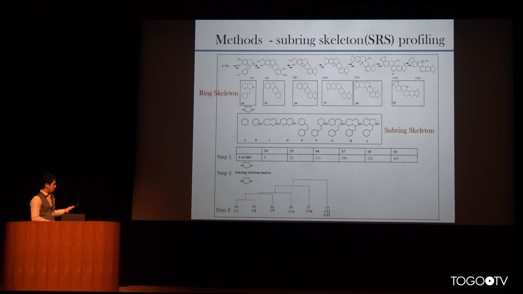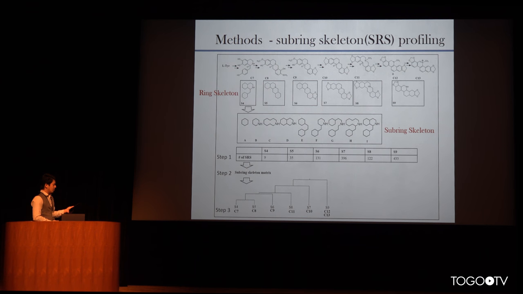This figure shows the Subring skeleton profiling with an example, the alkaloid biosynthetic pathway from L-tyrosine to sanguinarine. L-tyrosine is this, and sanguinarine is this. Out of seven compounds, C7 to C30, C12 and C13 have an identical ring skeleton S9. S9 is like this. And the others have individual ring skeletons S4 to S8.